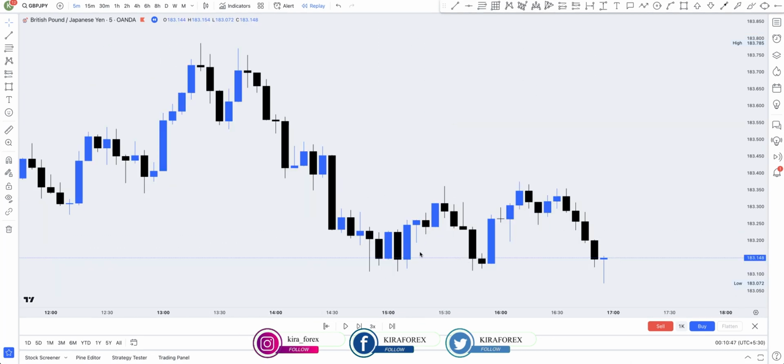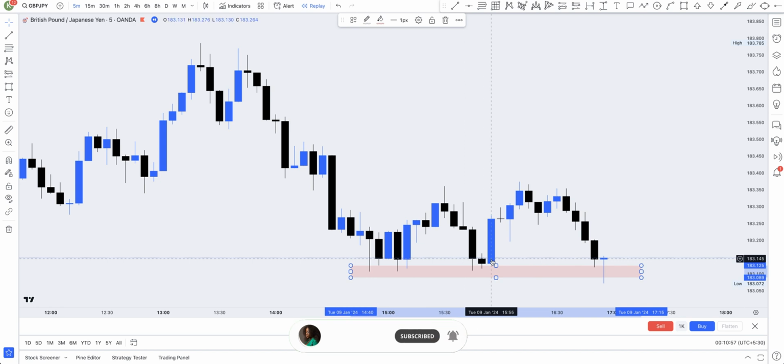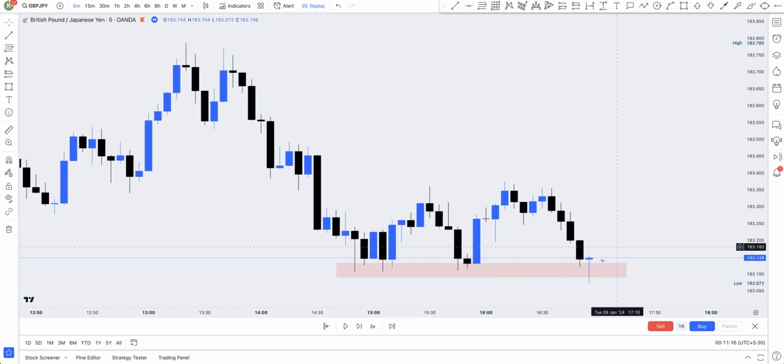This is also another example, but this time we are looking at a support zone. The first one we talked about was the resistance zone, and this time we are looking at a support zone. Why am I considering this as a support zone? Because of the multiple rejections. You can see the multiple rejections, and also I am treating this as a zone and not a line.